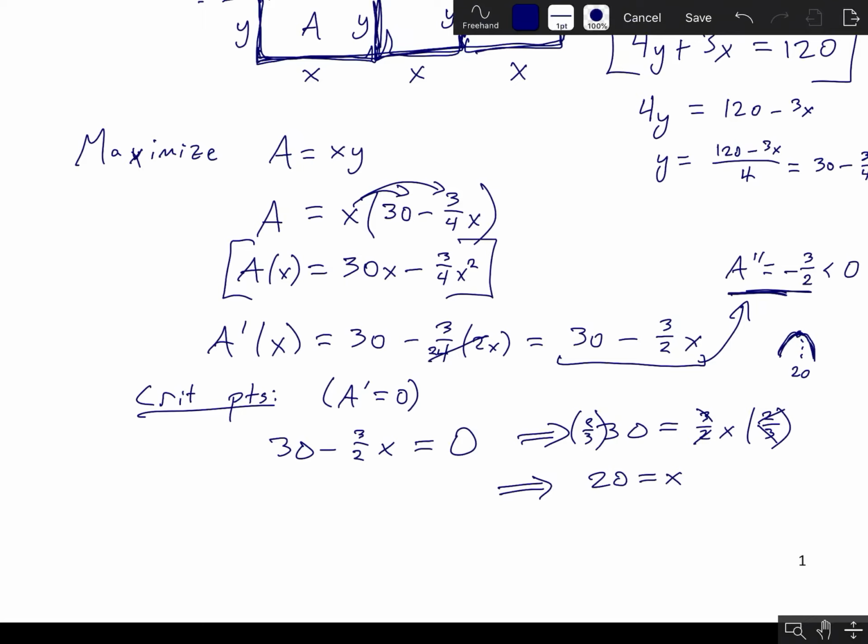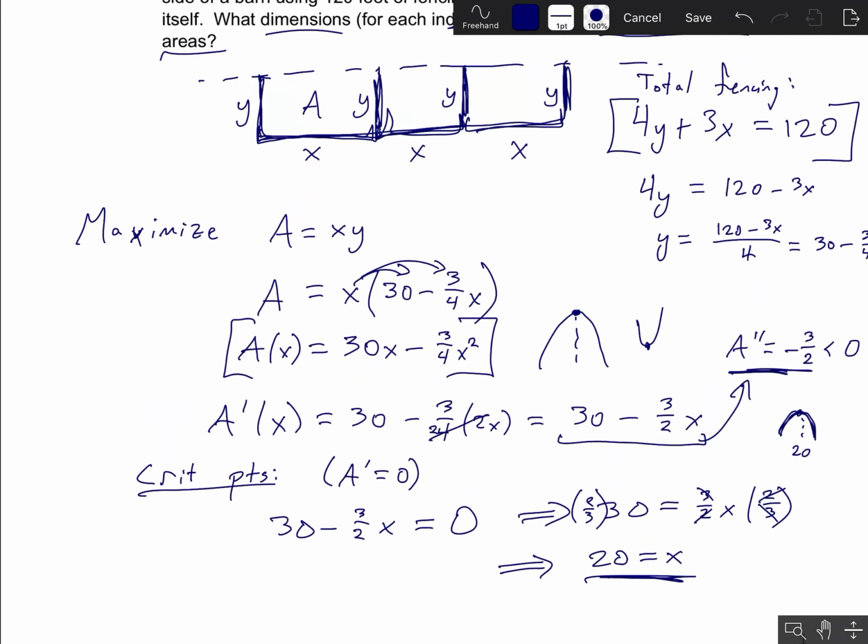It's actually true more generally that if you're trying to maximize something that looks like this quadratic, any quadratic graph is going to look something like this, or like this if the concavity is positive, and therefore it's going to have a unique maximum or a unique minimum. So this will represent the unique maximal value for the function A.